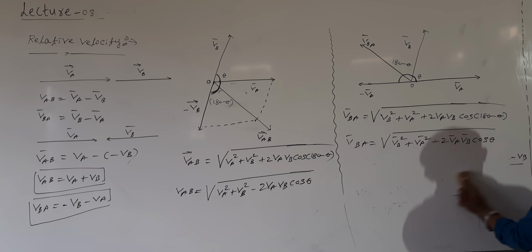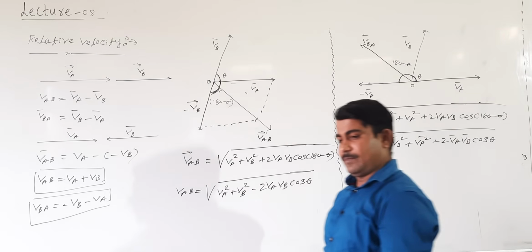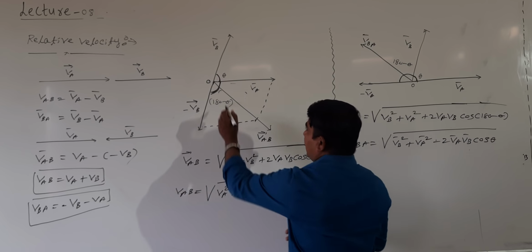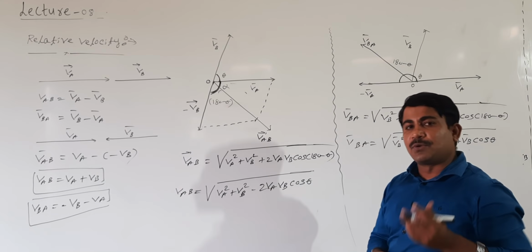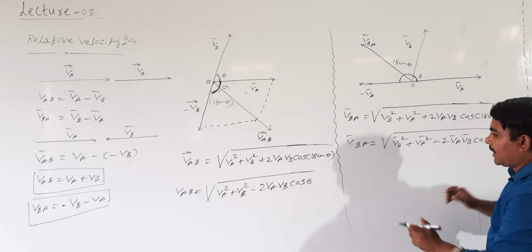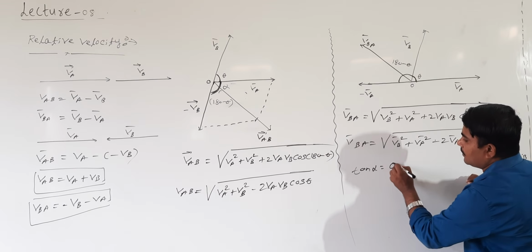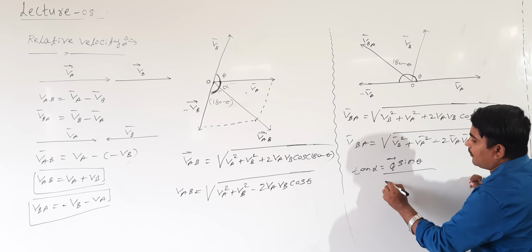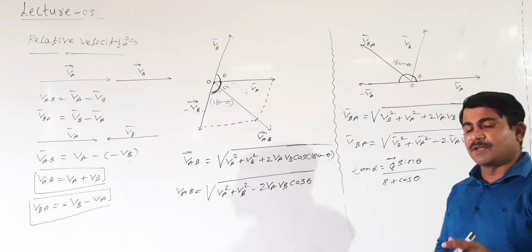Then how to take the direction here? The angle made by the resultant with one of the vectors, P. See here, this is vector A. This is the resultant vector. This angle is alpha. You know how to calculate alpha? The general formula: tan alpha equal to how much, right? Q into sin theta divided by P plus Q cos theta. This is the central formula.